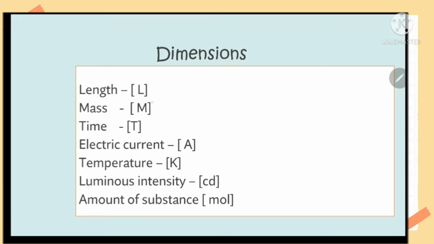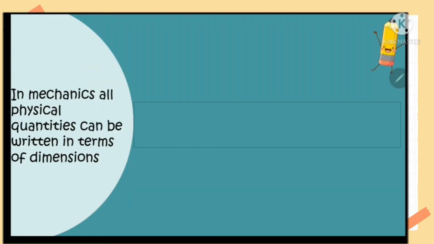So how is length represented? Like capital letter L inside the square bracket, then mass M, time T, then electric current, temperature and luminous intensity are represented by their respective units like ampere, Kelvin, candela and mole inside the square bracket. The first 3 are represented by their first capital letters, length, mass and time, L, M and T inside the square bracket. Now in mechanics, all the physical quantities can be written in terms of dimensions, especially in terms of length, mass and time.